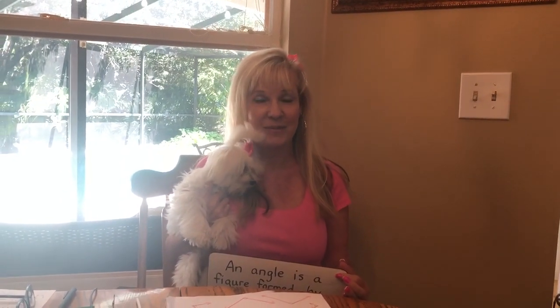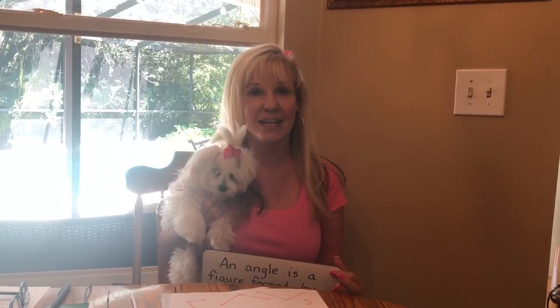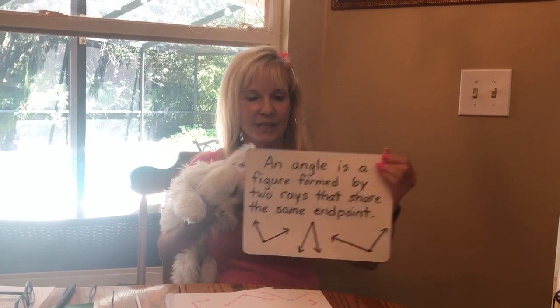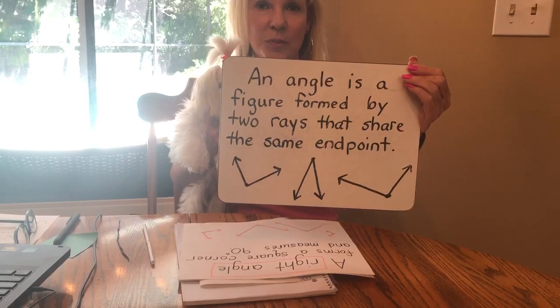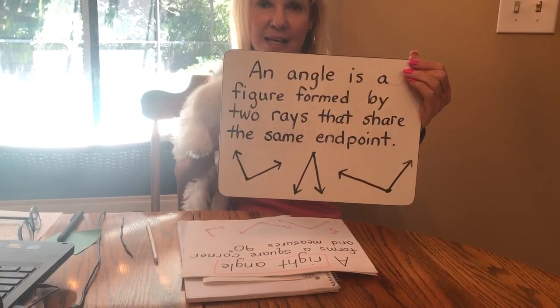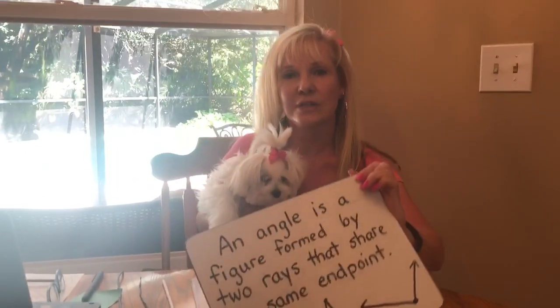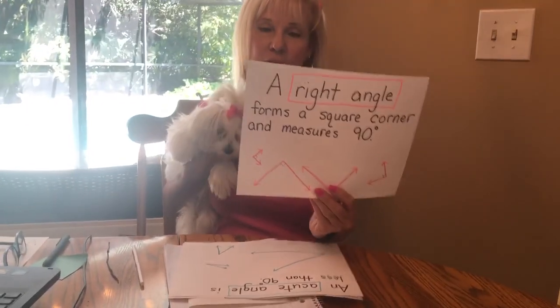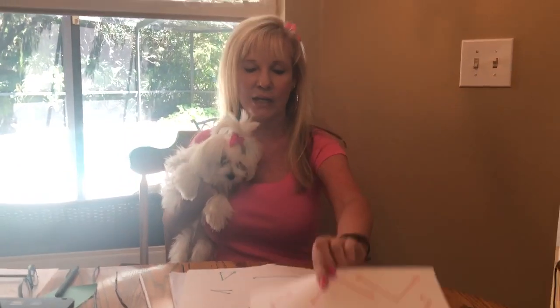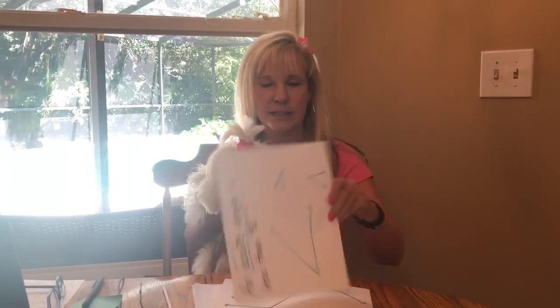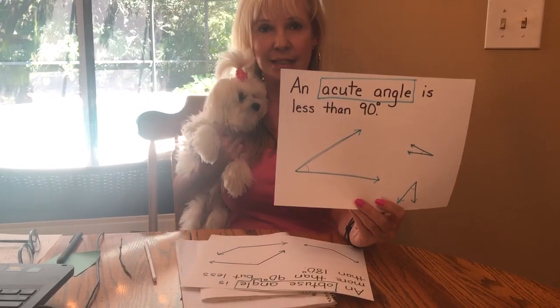In this episode, we're going to be talking about different types of angles and fraction and angle measurements of a circle. So just as a reminder, remember an angle is a figure formed by two rays that share the same endpoint. Now there are different types of angles. A right angle forms a square corner and measures exactly 90 degrees. An acute angle is an angle that measures less than 90 degrees.